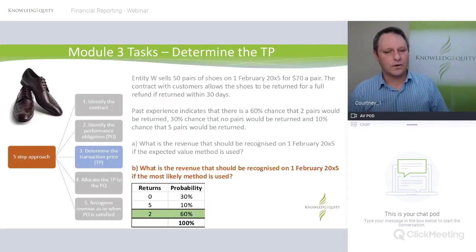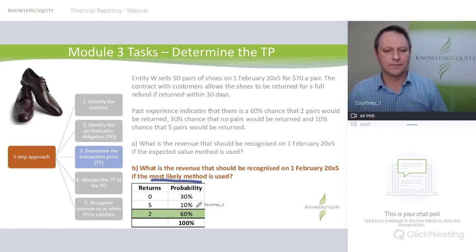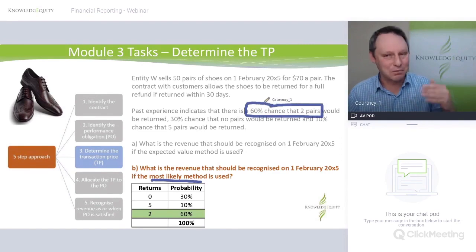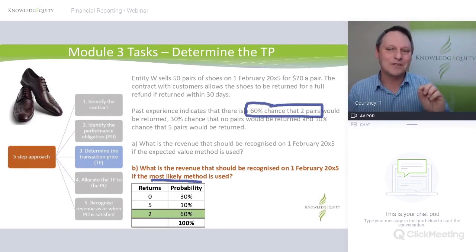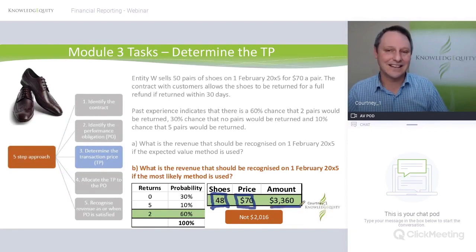So what if we use the most likely method? This is where it's relatively easy, but it's also easy to make a simple mistake. In this case, the most likely outcome is the one that's 60%, because that's more than 30%, more than 10%. The most likely thing to happen is that 2 pairs will be returned. So then what we need to do is assume that we will have 2 pairs returned. So we'll sell 48 of the 50 at $70, and we've literally deducted 2 pairs worth of sales. We've deducted $140 to get our revenue amount.